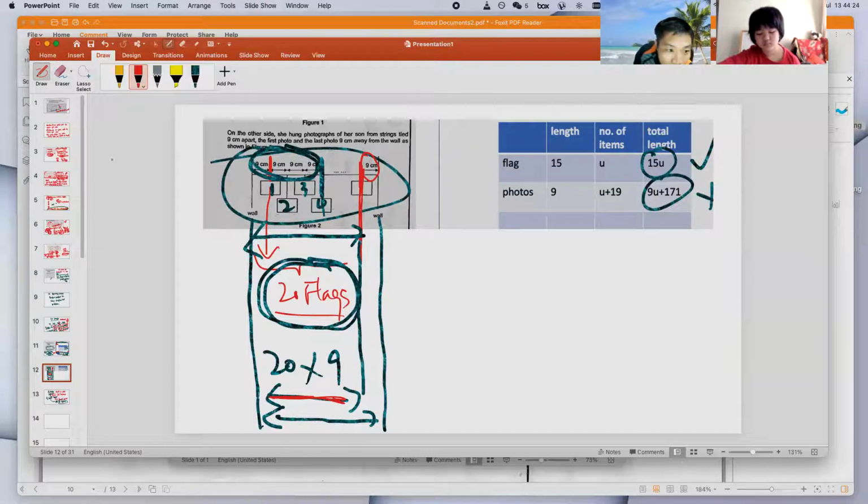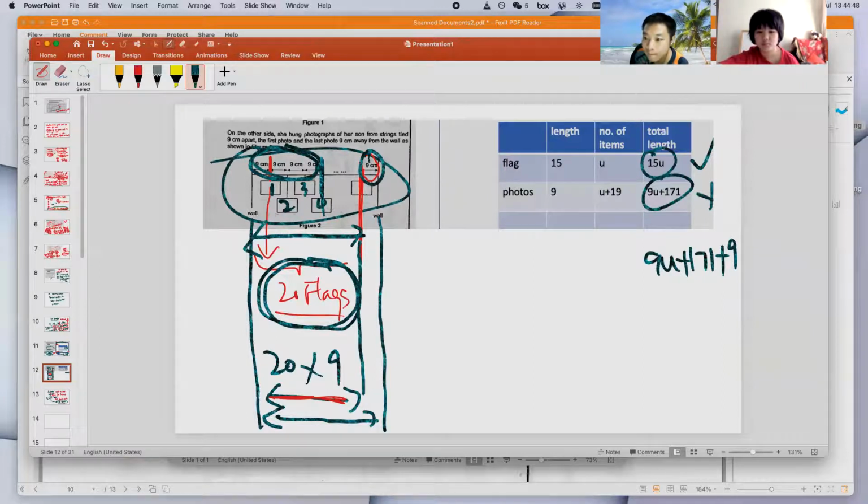So therefore, what is wrong here is, for the photos here, the total length for this length here, we are supposed to put 9u plus 171 plus the 9 cm, which we missed out.